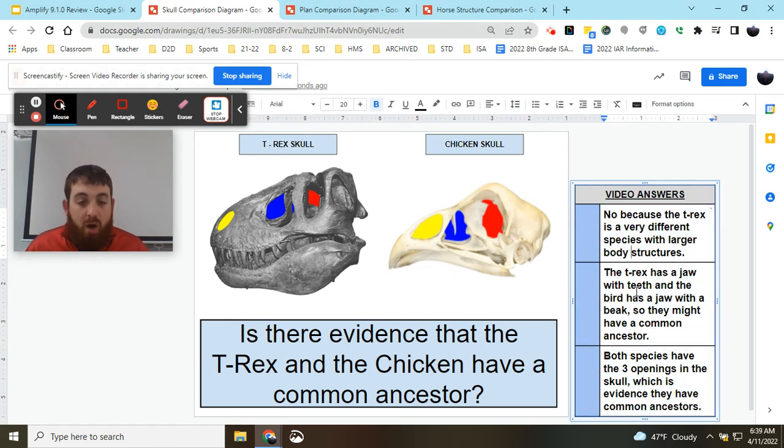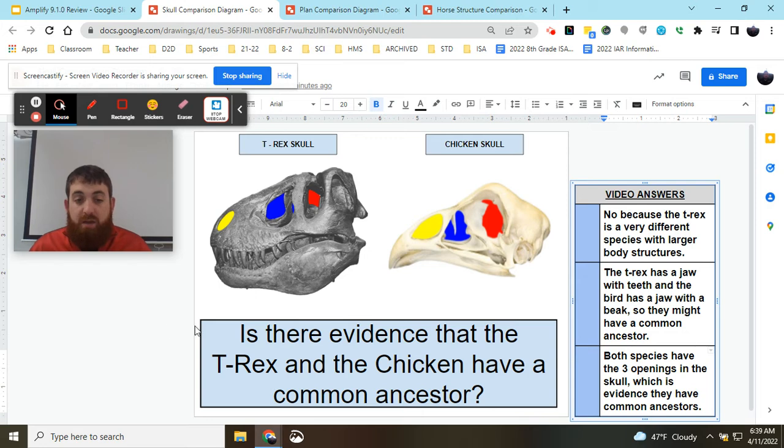Number one, no, they do not have a common ancestor because the T-Rex is a very different species with larger body structures. Option two, the T-Rex has a jaw with teeth and the bird has a jaw with a beak, so they might have a common ancestor. Or the third option, both species have the three openings in the skull, which is evidence that they have a common ancestor. So take a minute in your slideshow and decide which one of these helps us decide whether or not there's evidence that these two species have a common ancestor. Pause the video and come back when you're ready to discuss the answer.